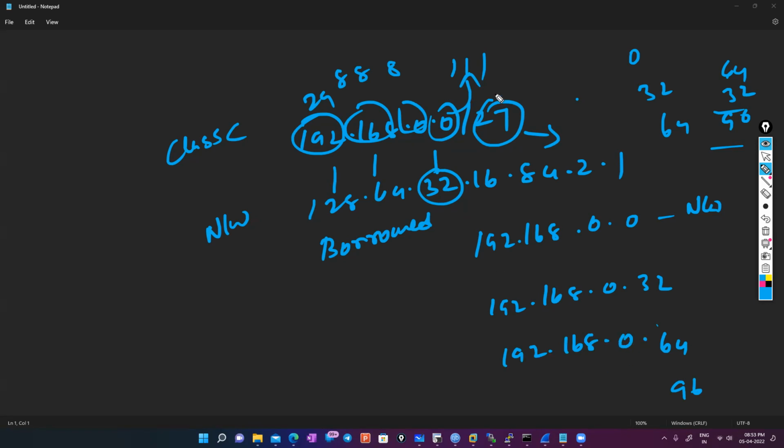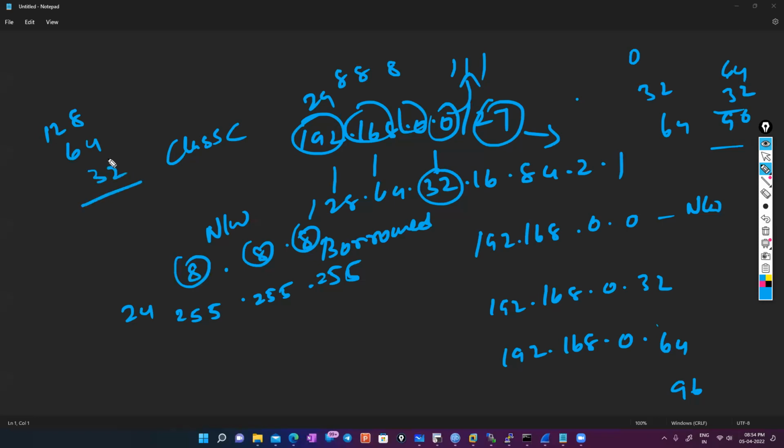192.168.0.64. And how do I calculate the subnet mask value from the CIDR value? See, only these 3 bits are occupied. So 24 bits are already occupied. So it is 255 for the first octet, 8 bits, 255 for the second octet, 255 for the third octet with 8 bits occupied, and the borrowed bits are 3. So 128 plus 64 plus 32 is 224. So I got the subnet mask value by looking at the CIDR value.